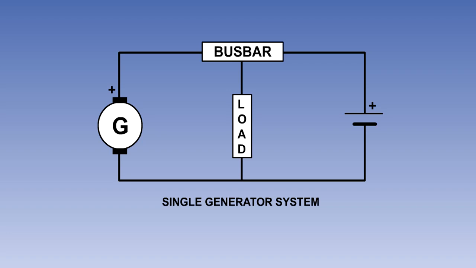The electrical power supply system for a single-engine aircraft consists of a generator or alternator with the control and indication equipment necessary to meet all of the aircraft's electrical power requirements. It will be backed up by a battery.